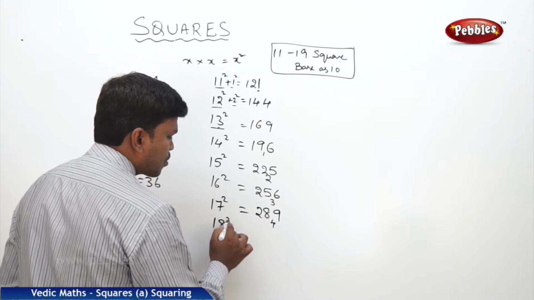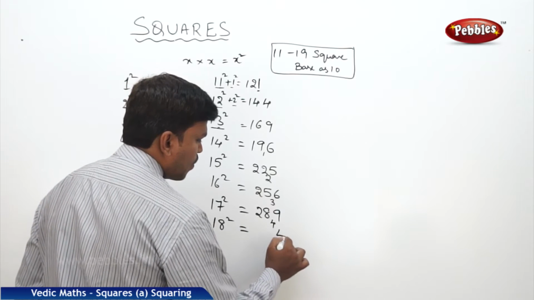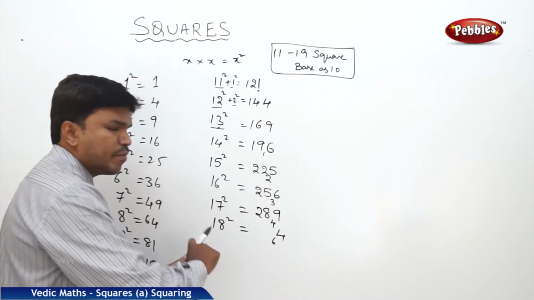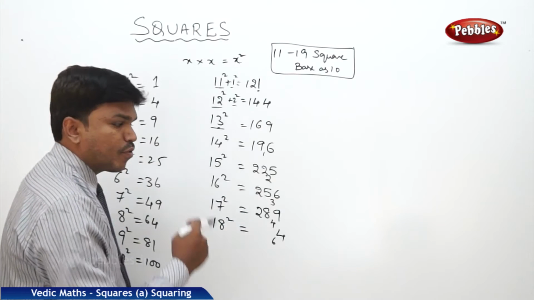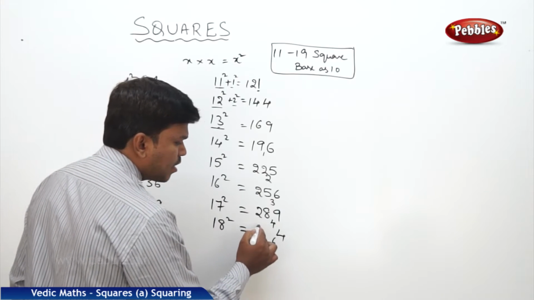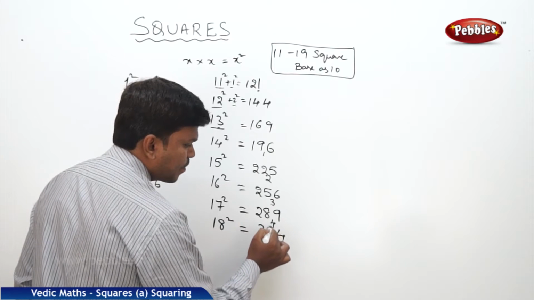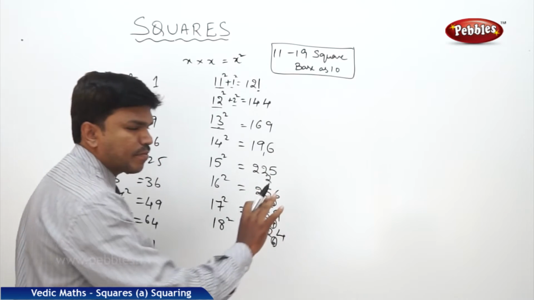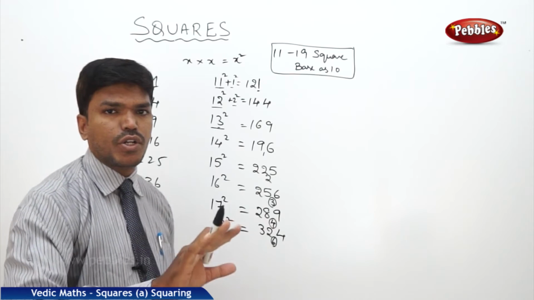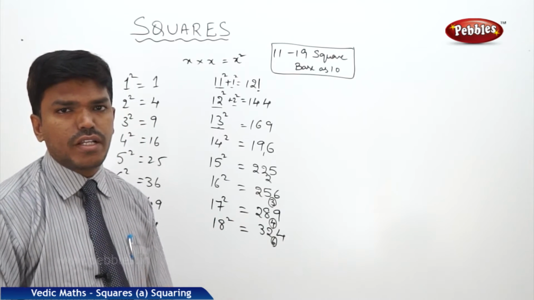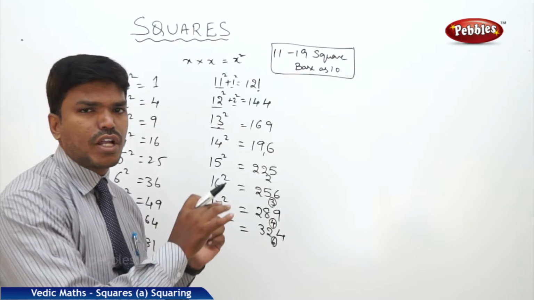Now 18 square, 8 square, 64. 6 carry, 18 plus excess number 8. 18 plus 8, 26. Plus 6 carry, 32. Don't forget to add the carry. Every time if there is any carry, don't forget to add the carry. If there is no carry, no need of bothering about the carry. Just you can drop as it is.